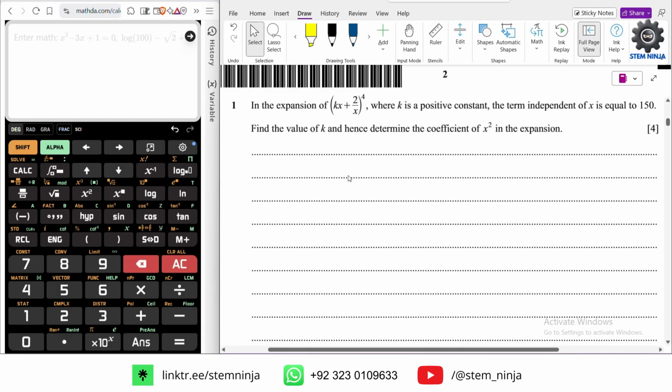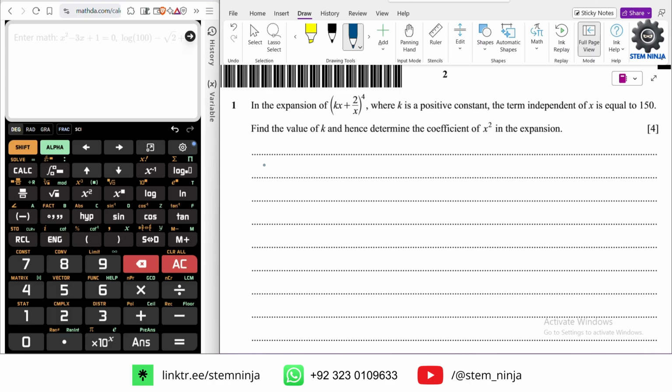First question. In the expansion of (kx + 2/x) to the power 4, where k is a positive constant, the term independent of x is equal to 150. Find the value of k and hence determine the coefficient of x squared in the expansion. Okay, so how do we solve this?